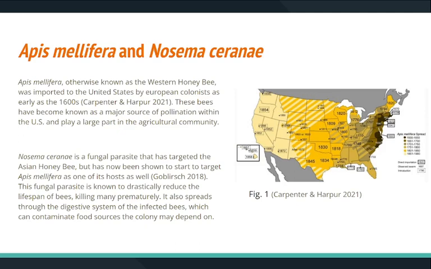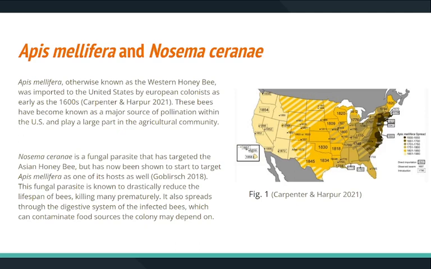Nosema ceranae is a fungal parasite that has targeted the Asian honeybee, but has now been shown to start to target Apis mellifera as one of its hosts as well. This fungal parasite is known to drastically reduce the lifespan of bees, killing them prematurely. It also spreads through the digestive system of the infected bees, which can contaminate food sources the colony may depend on.